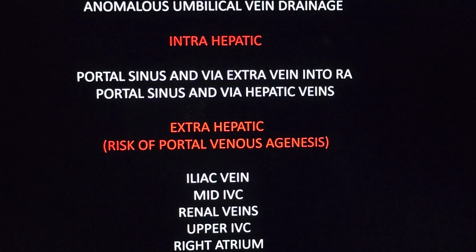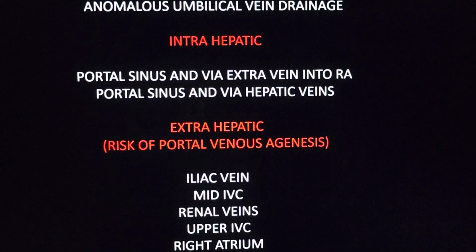Once there is an anomalous umbilical vein drainage, we have to see whether it is intrahepatic or extrahepatic. When it is intrahepatic, the umbilical vein may normally go to portal sinus, but there may be an extra vein which drains into right atrium. Or the umbilical vein may go into portal sinus, ductus venosus won't be there, and the drainage will be through hepatic veins into IVC. So the two types of intrahepatic shunts or patterns in absent ductus venosus are: one is umbilical vein going to portal sinus and another extra vein draining into right atrium. Second is umbilical vein going into portal sinus and via hepatic veins blood going into IVC and right atrium.